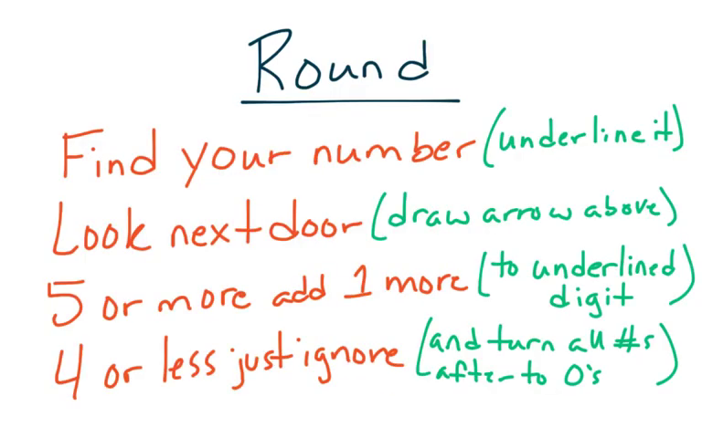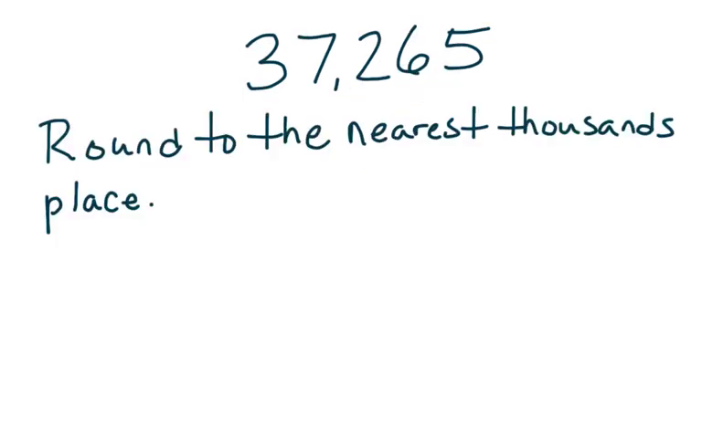So we learned a little rhyme to help us remember how to round. Our rhyme was find your number and underline it. Look next door, and we drew a little arrow over the number we looked next door. 5 or more, add 1 more to the underlined digit. 4 or less, just ignore. Whatever way we're doing, if we're adding 1 more or if we're just ignoring, the digits after our underlined digit, after the number we're rounding to or the place value we're rounding to, those extra digits are going to turn to 0.